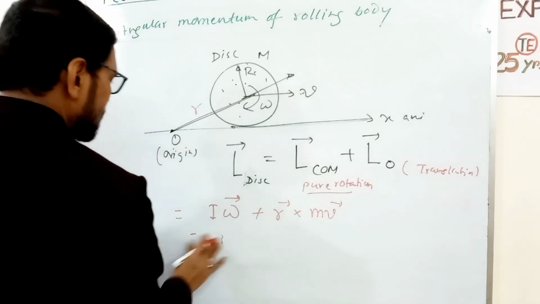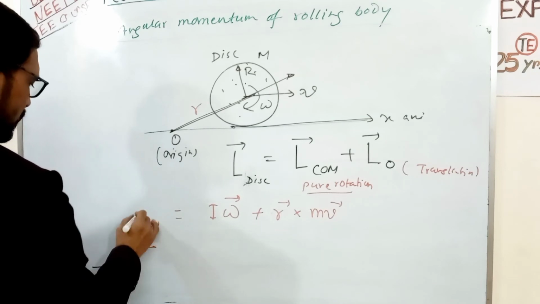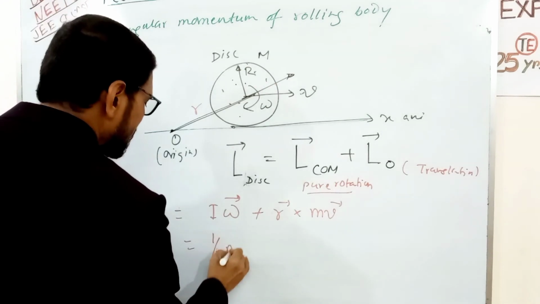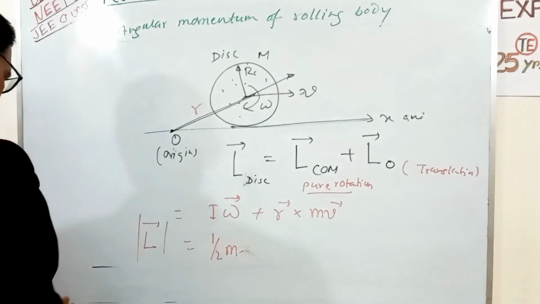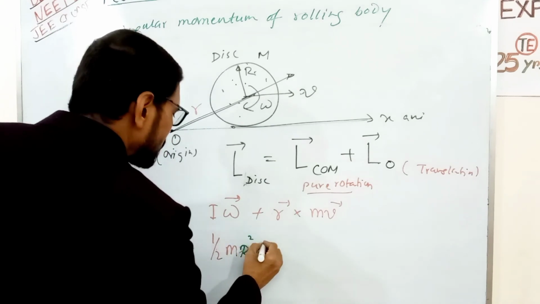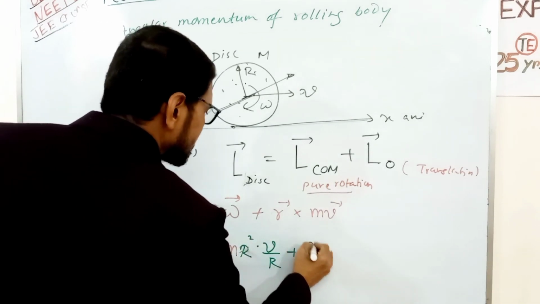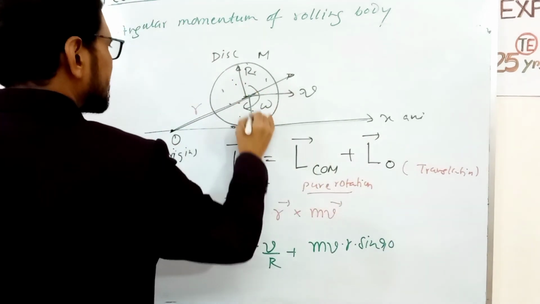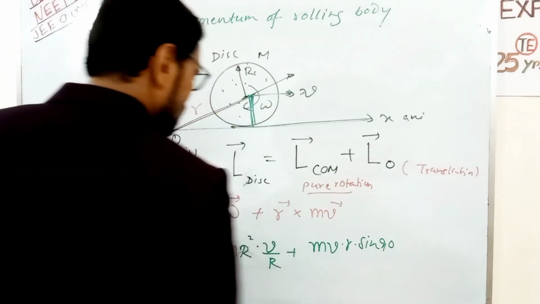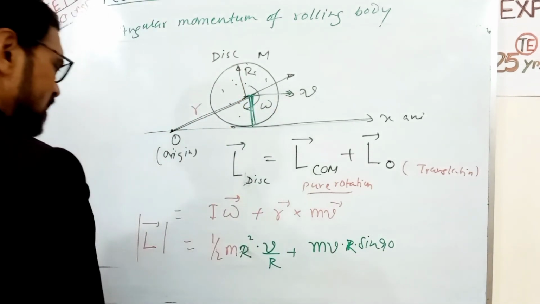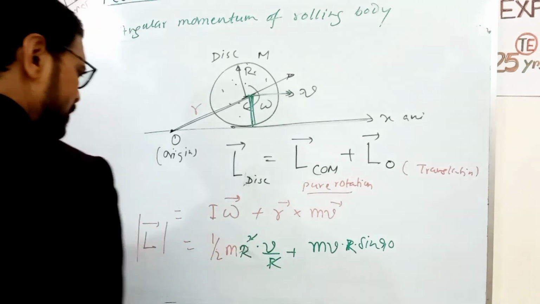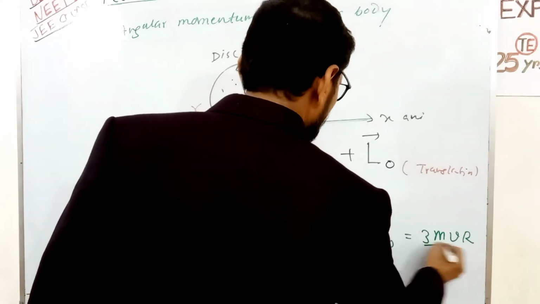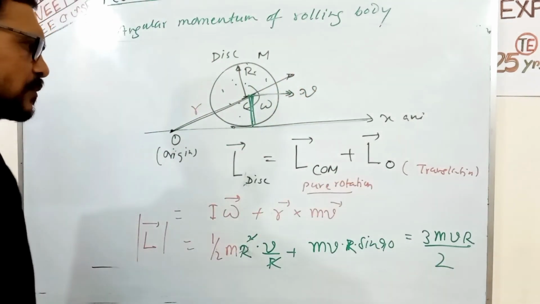Taking the magnitude of L, suppose this is a disk, so I is half mr square, into omega equal to v by r, plus mvr sin 90 degrees, because the angle between mv and r is 90 degrees, so sin 90 is 1, giving mvr. So what is the result? mvr by 2 plus mvr, that is 3mvr by 2. So this is the answer: 3mvr by 2.